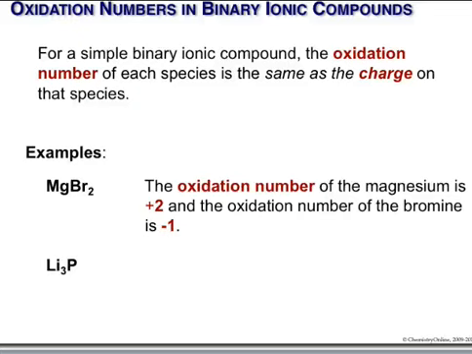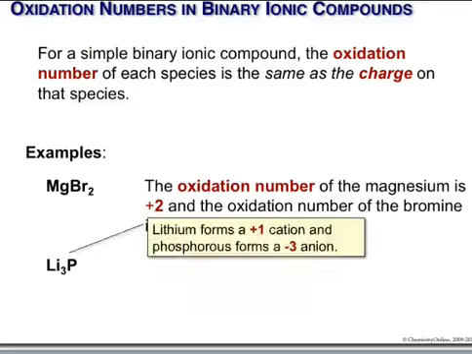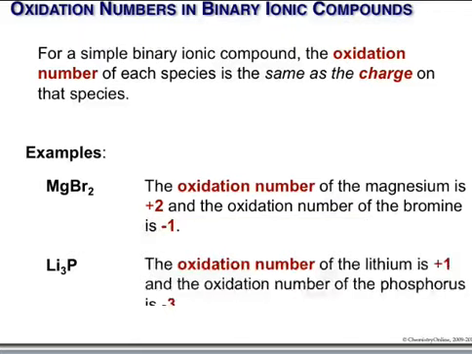For lithium phosphide, lithium is a +1 ion. Phosphorus is a -3 anion. So if I asked you what the oxidation numbers were, you would say +1 and -3. All right, so how do we incorporate this into a name?